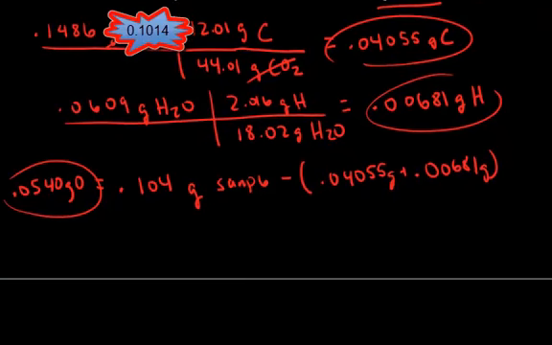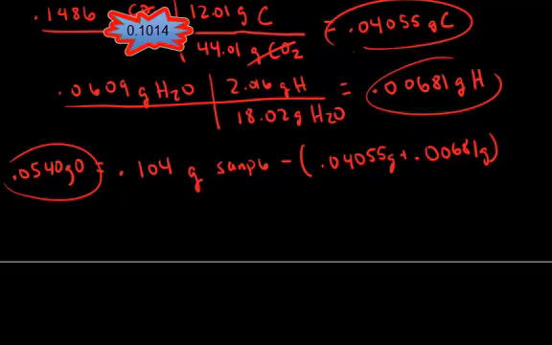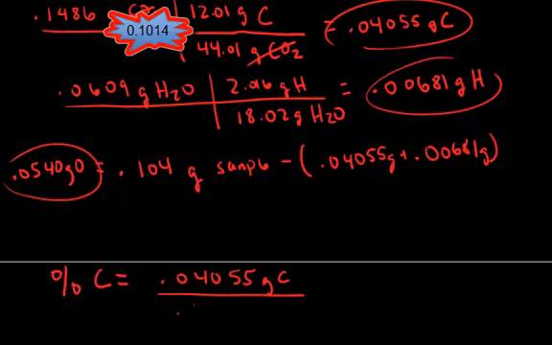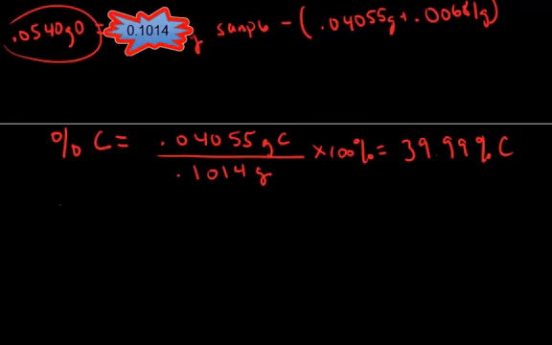We can determine the mass percent of each of those in the sample by taking the amount of carbon and dividing it by the total amount of sample. So the percentage of carbon in glucose is going to equal 0.05055 grams of carbon divided by the total mass of the sample, which was 0.1014 grams, times 100%, and that's going to equal 39.99% carbon.